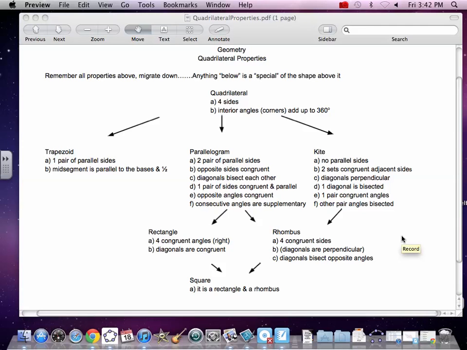We're talking about quadrilaterals and their properties. Quadrilaterals are just generic four-sided figures, but then some special things happen: one pair of sides is parallel, two pairs of sides are parallel, or no sides are parallel. Then we get some right angles, congruent angles, or four congruent sides, and then combinations of those. So there are the properties in words, so make sure you have those written down somewhere. But let's look at the properties in pictures.